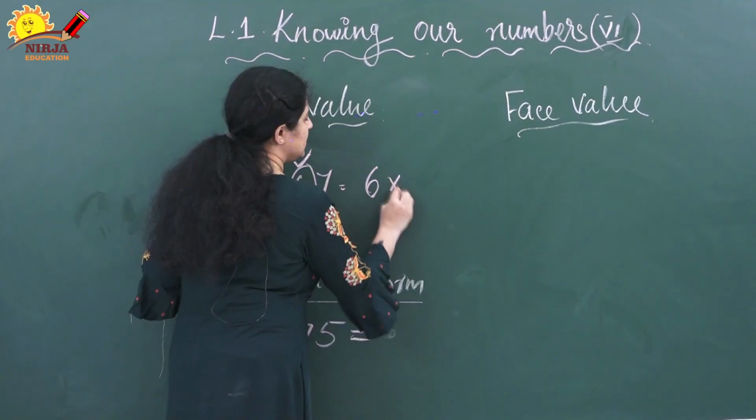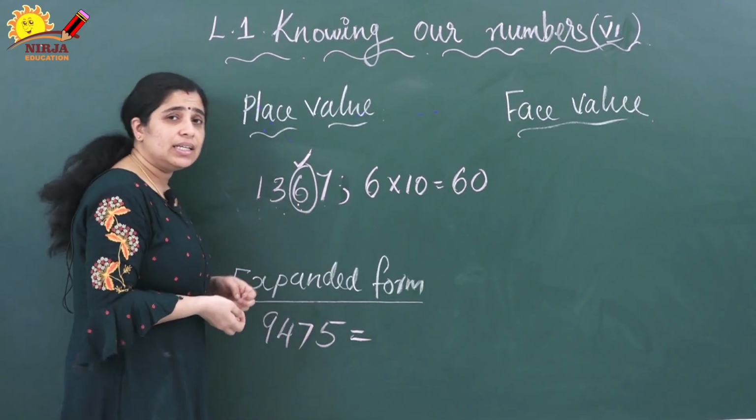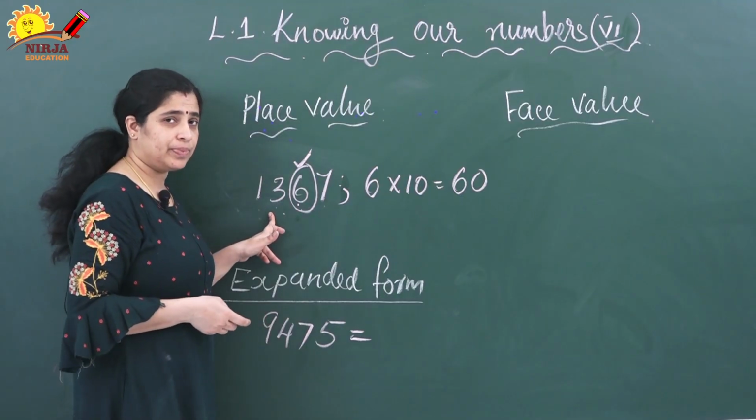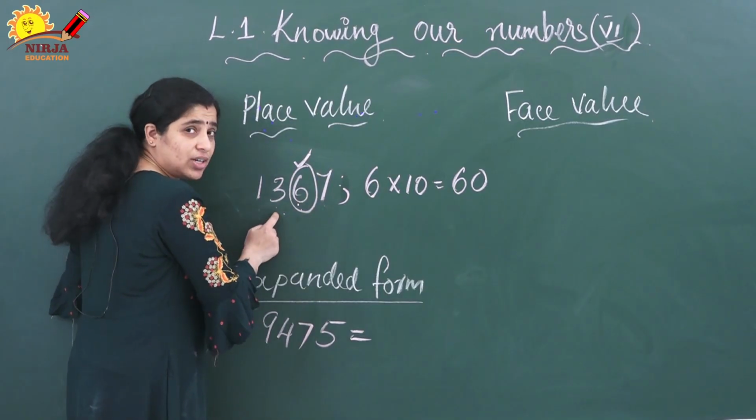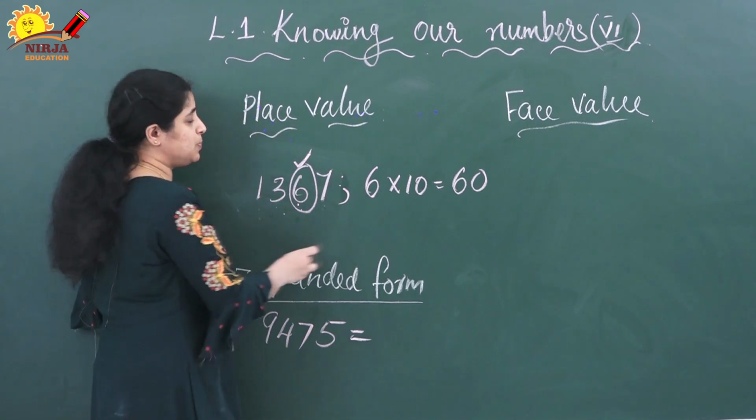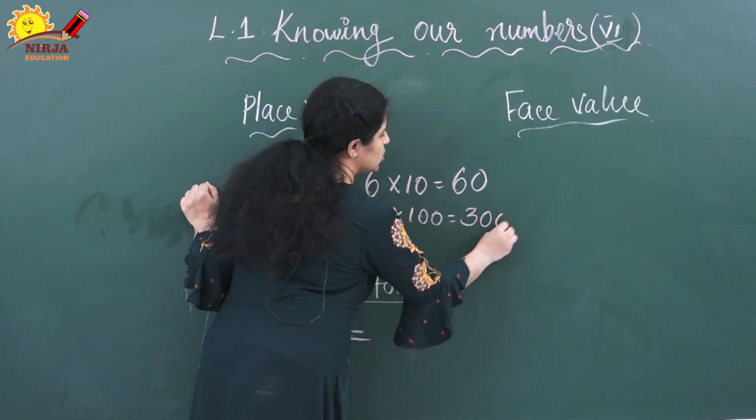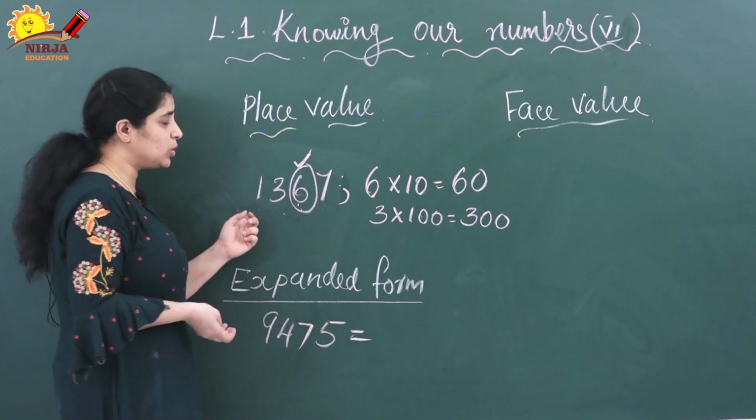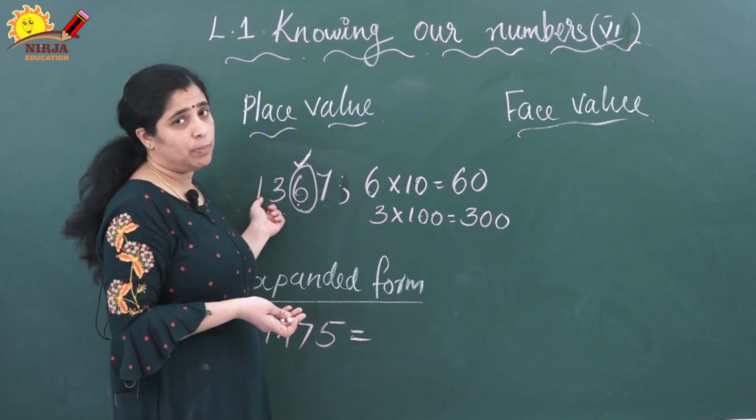So 6 multiplied by 10 is equal to 60. That is the place value of 6. Then what about 3? I will count once again. Ones, tens, hundreds and thousand. So 3 is in hundreds place. So 3 multiplied by 100 is equal to 300. This is the place value of 3. What about 1? Yes, it is in thousands place. So the place value of 1 will be 1000.